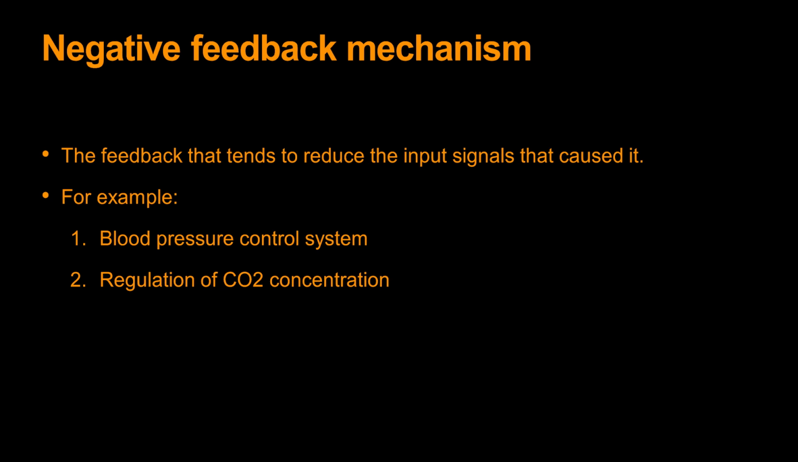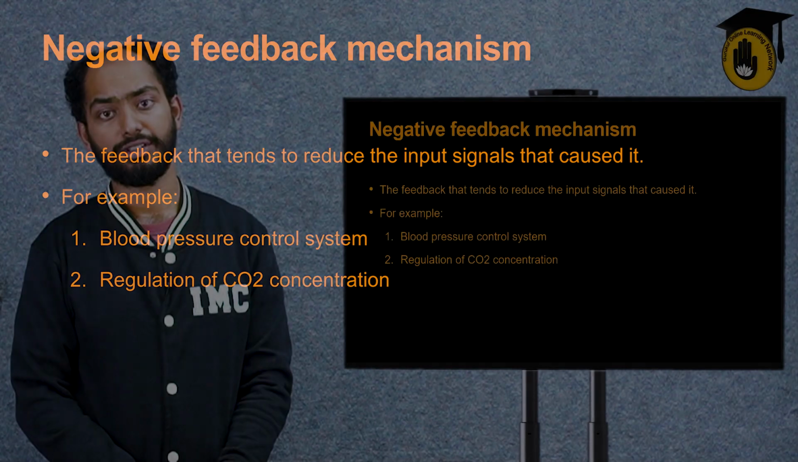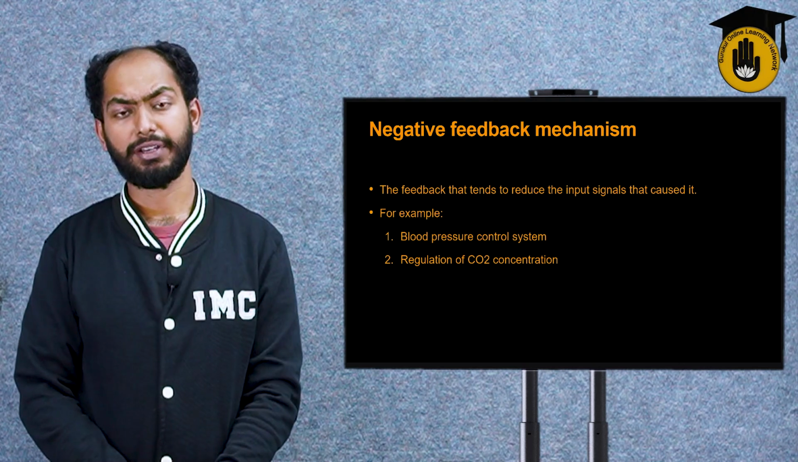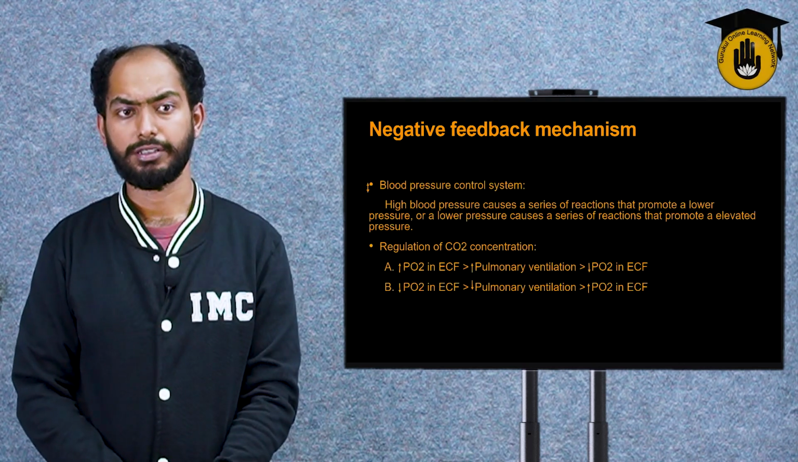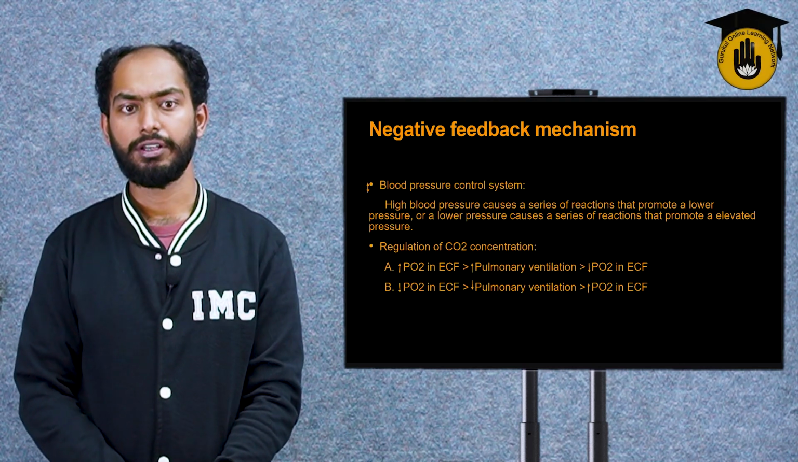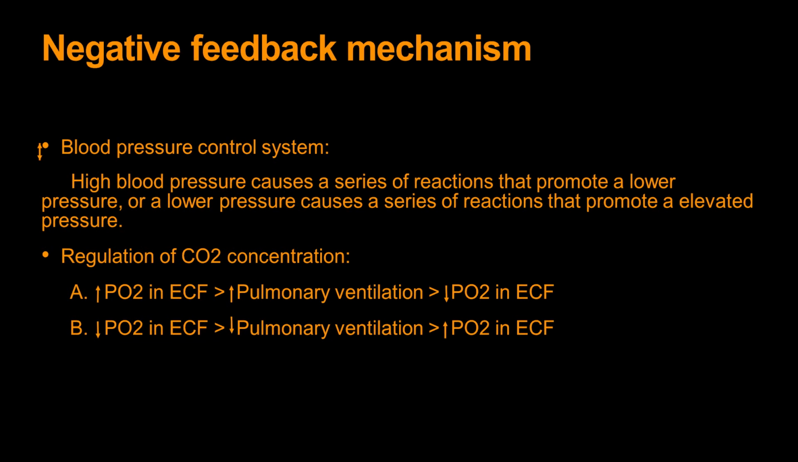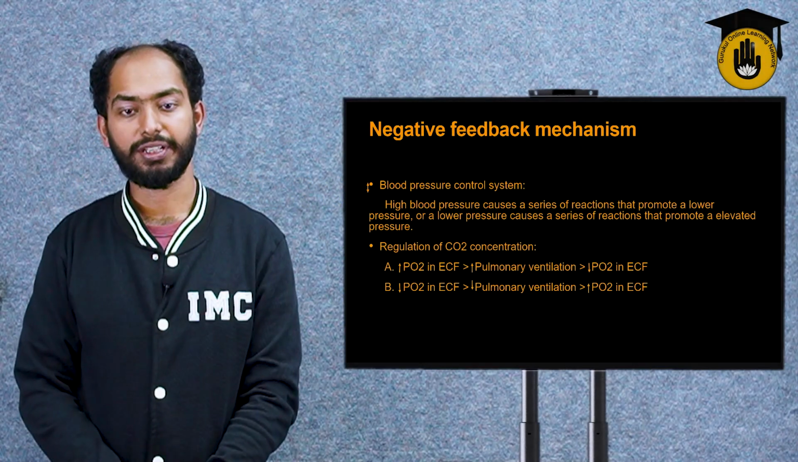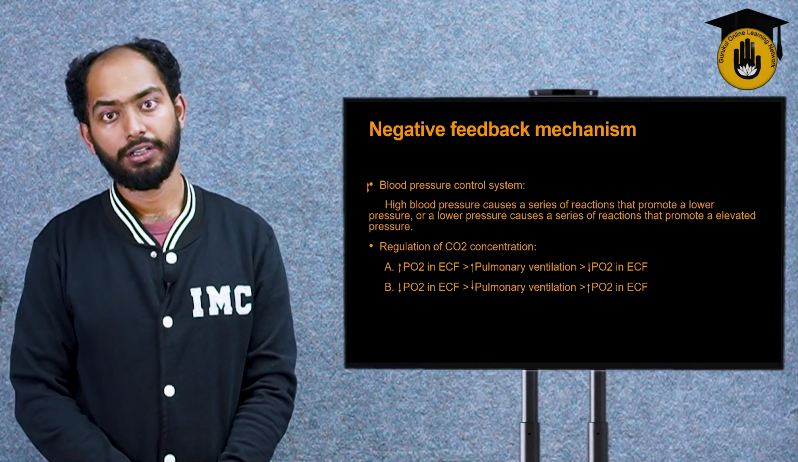And then also our carbon dioxide concentration in our body. So how does the negative feedback mechanism control all this? First of all, the blood pressure control system. High blood pressure causes a series of reactions to promote lower blood pressure, which is controlled by the baroreceptor systems in our body, and they control all the pressures. When the baroreceptor systems are stimulated, the negative feedback system comes in and controls all the blood pressure.